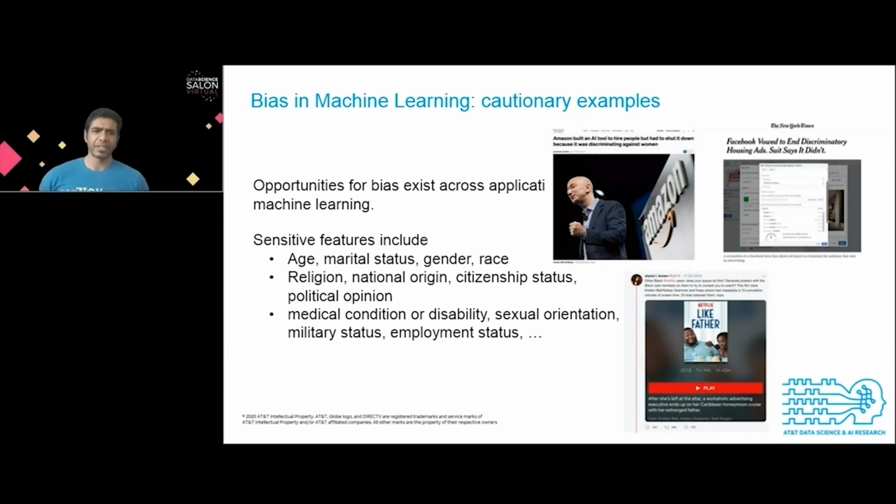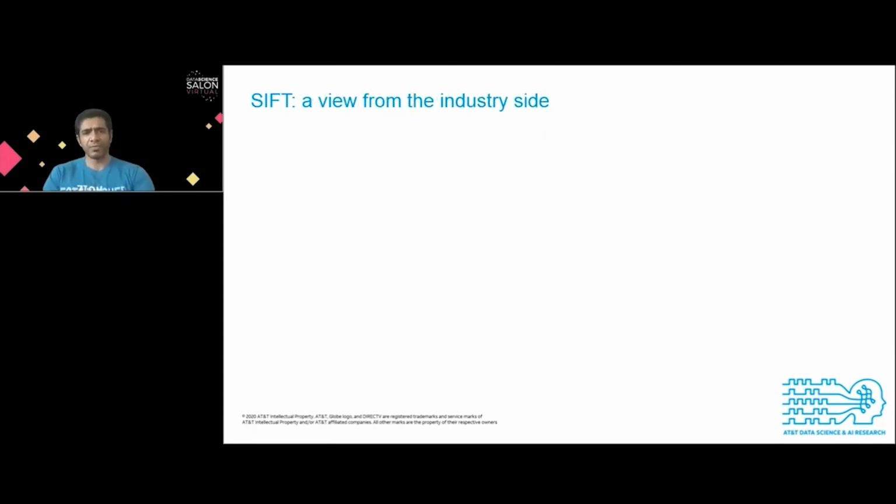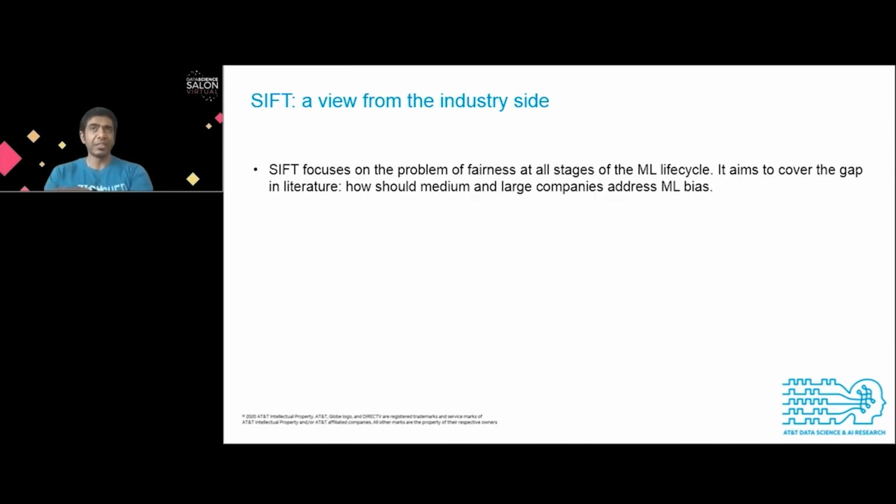This is where SWIFT comes in. SWIFT focuses on this problem of fairness at all stages, specifically before deployment, even starting from the data gathering process in the machine learning lifecycle. And we aim to cover a gap in the existing literature, which is how to do this in an efficient manner in an enterprise setting.